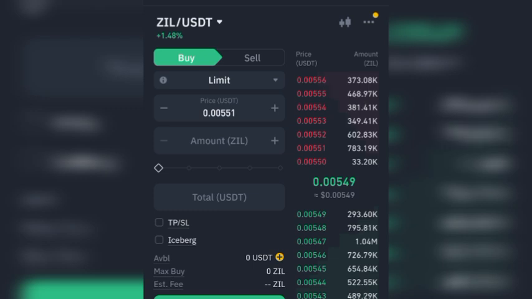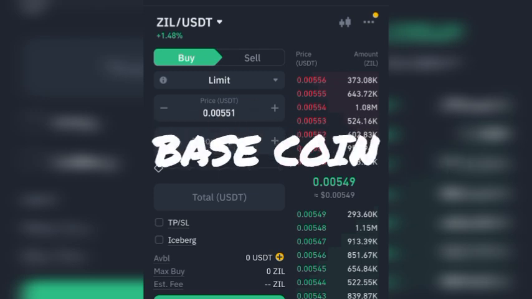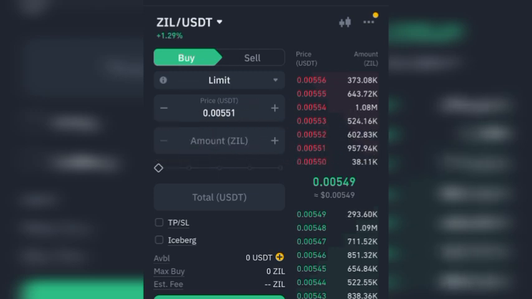So now, the first kind of coin is what I call the base coin. The base coin is the coin which you're going to use to buy the coin. That is most times USDT, just like you can see ZIL USDT. USDT is the base coin, because most of us have our capital in USDT or BTC or ETH or BNB. So we have the base coin that we're going to use to buy it.